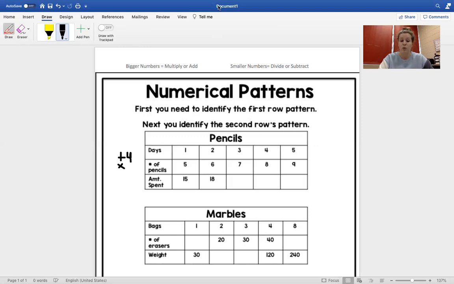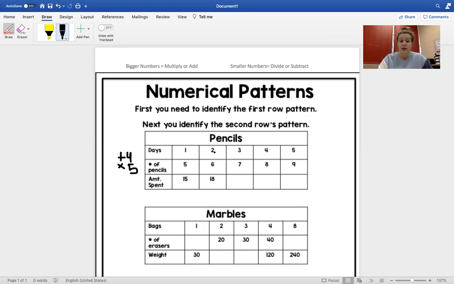If we were multiplying, what would the rule be? 1 times what equals 5? 5. 1 times 5 equals 5. What this means is that we know that 1 plus 4 equals 5 and 1 times 5 equals 5. So our rule could either be plus 4 or times 5. In order to determine which one of those rules is correct, we need to check it with the rest of the numbers in the row.